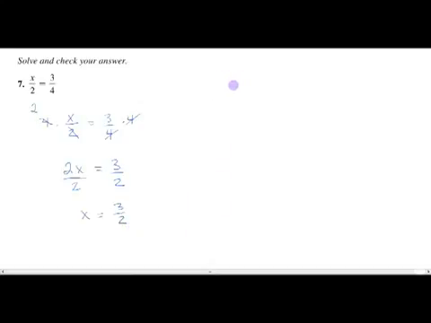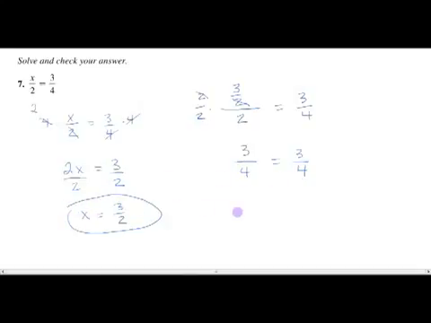Now when we check this, we'll have 3 halves divided by 2 equals 3/4. If you remember, we can go ahead and simplify this compound fraction by multiplying by 2 over 2. 2 cancels the 2, and 2 times 2 is 4 on the bottom, so we're left with 3/4. It made the equation true, therefore that is our answer.